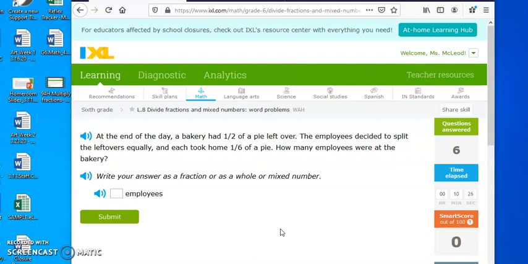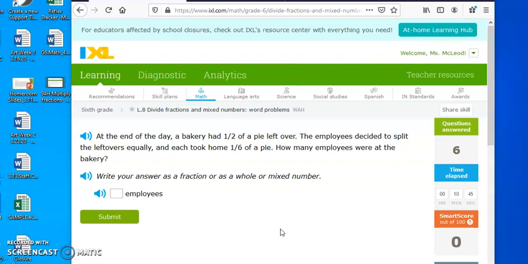So I'm going to go ahead and read problem number 1. At the end of the day, a bakery had a half of a pie left over. The employees decided to split the leftover equally, and each took home 1/6 of a pie. How many employees were at the bakery?